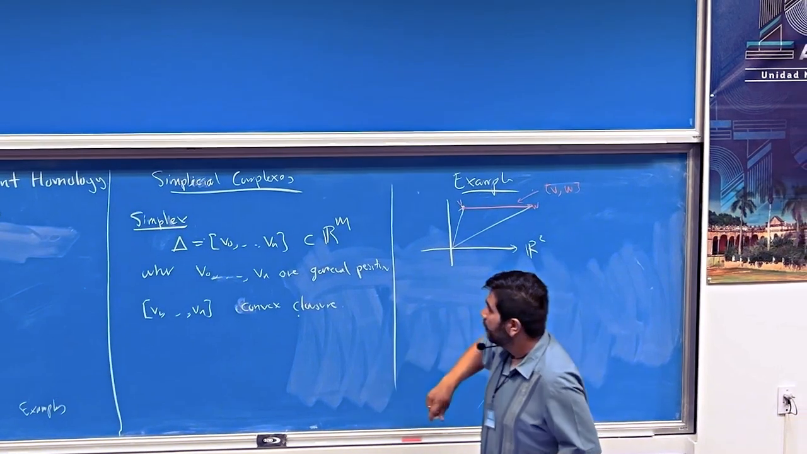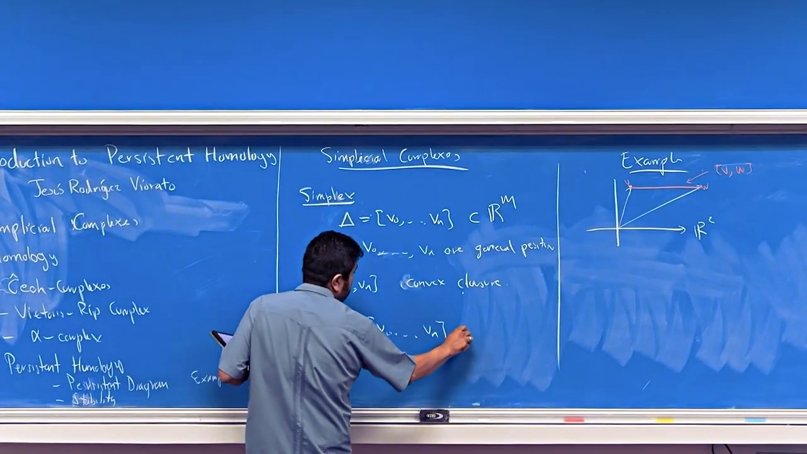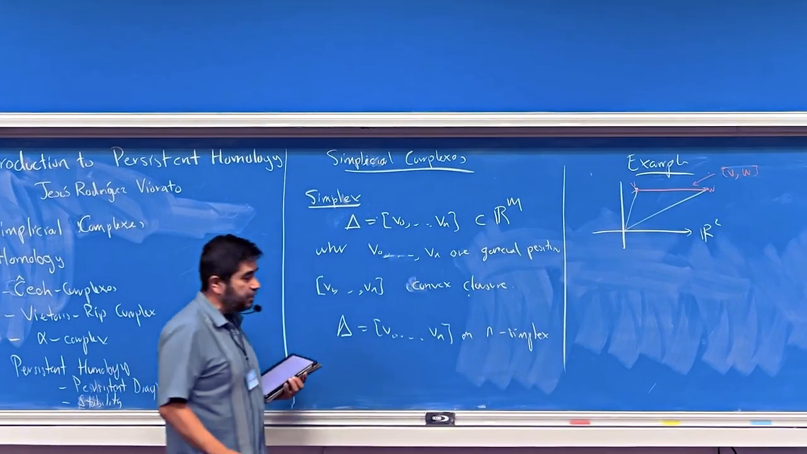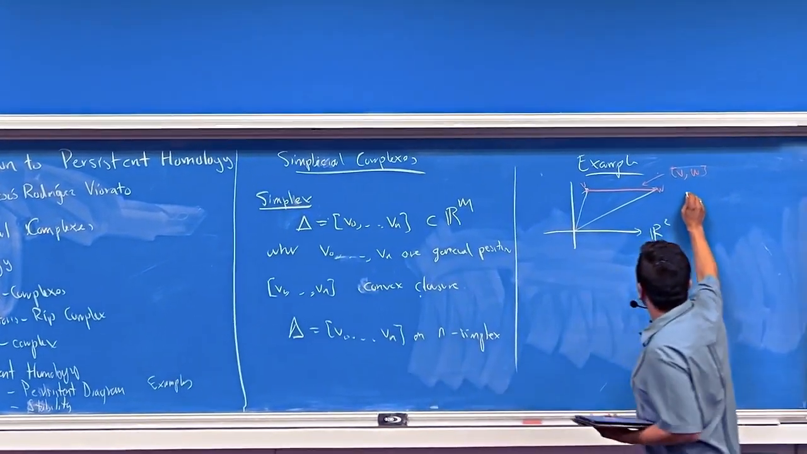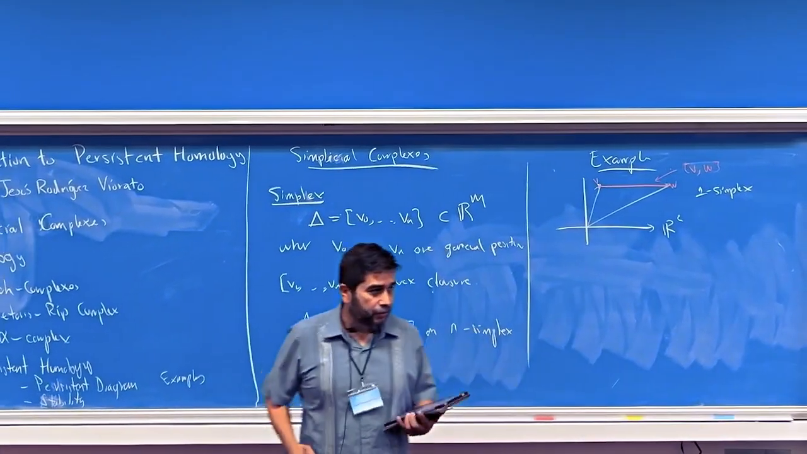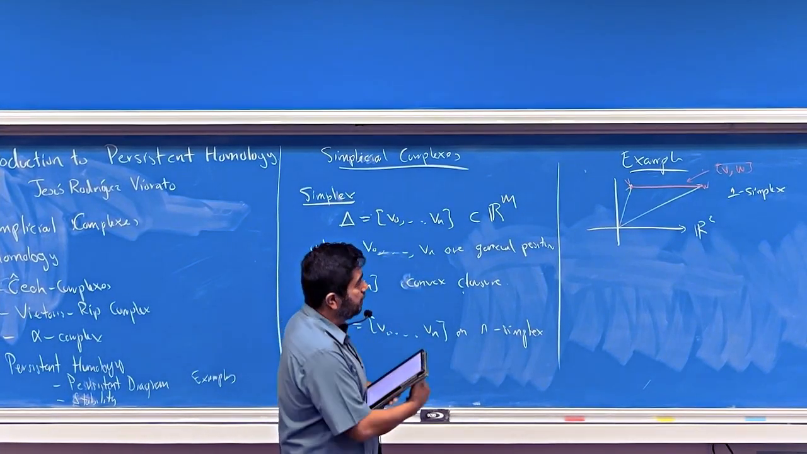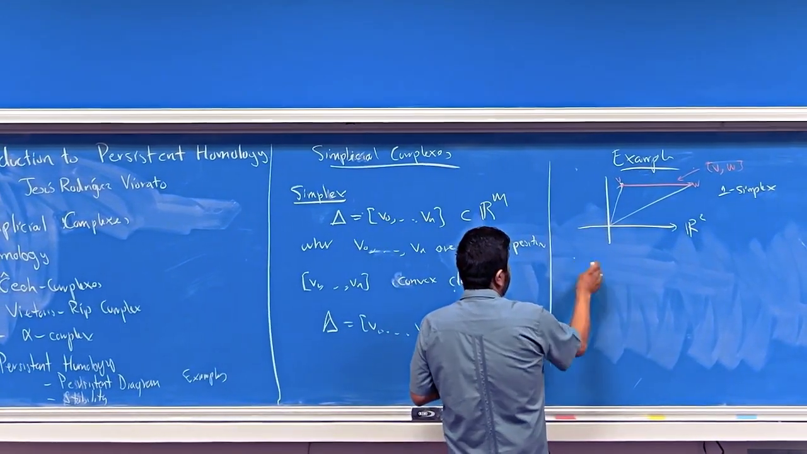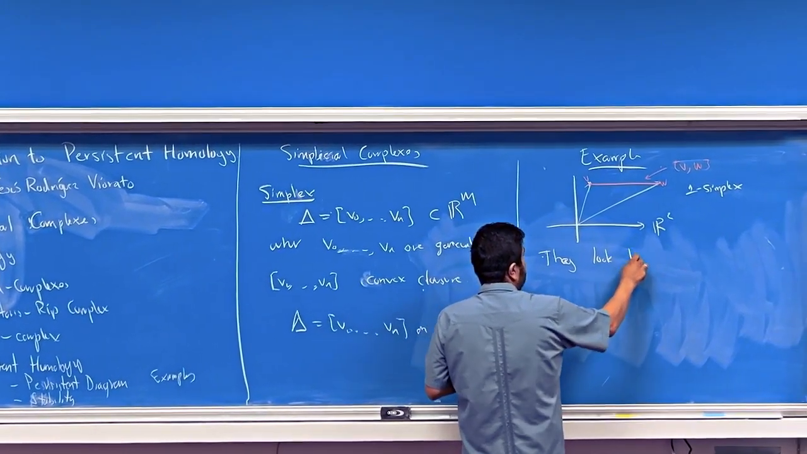We call this an n simplex because it's generated by n plus 1 vectors. So, for example, this one here is a 1 simplex. It's generated with 2 vectors, right? So it's always the number of vectors minus 1 that gives the dimension of the simplex. In this case, a 1 simplex has 2 vectors. So in general, they look like this.